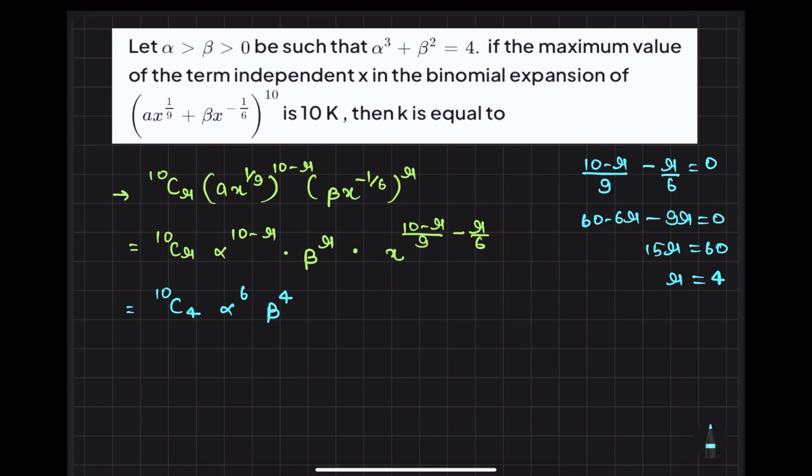Now look at this. Let alpha and beta be greater than 0, such that alpha cube plus beta square is 4. If the maximum value of the term independent of x is 10k, we have to find k. So look at this.